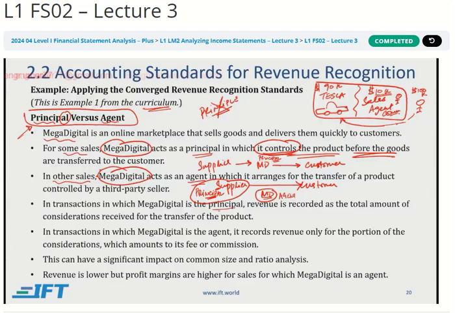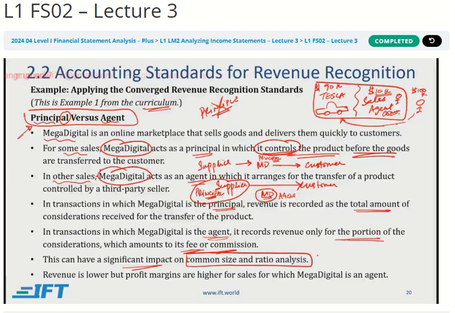So as discussed, in the transaction in which Mega Digital is the principal, they will record the total amount of revenue, and in which they are an agent, they will only record the portion of its fee or commission. And definitely it's going to have a huge impact on its financial statements. Now, what does common size and ratio analysis mean? We will discuss at the end of this learning module.